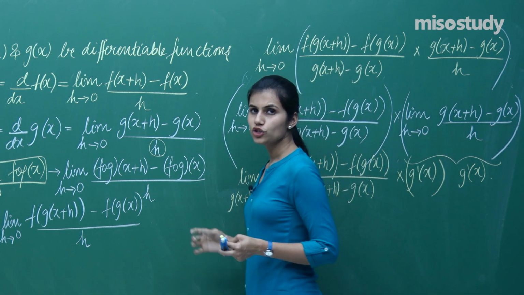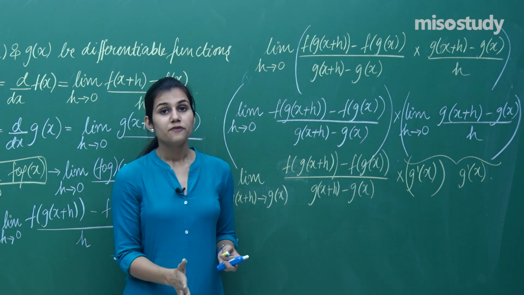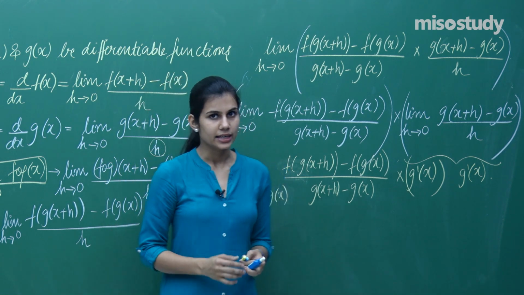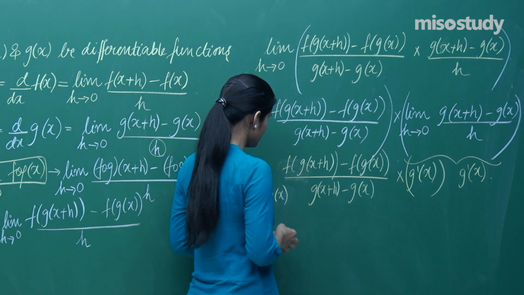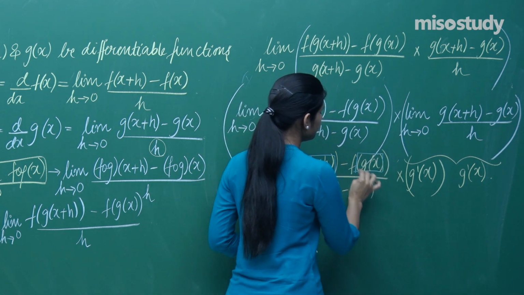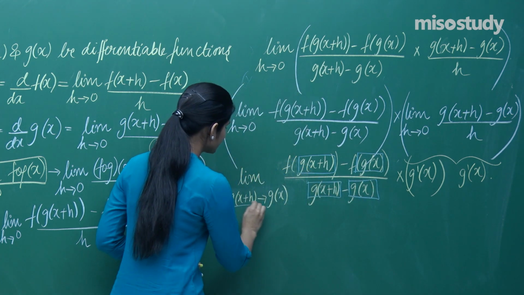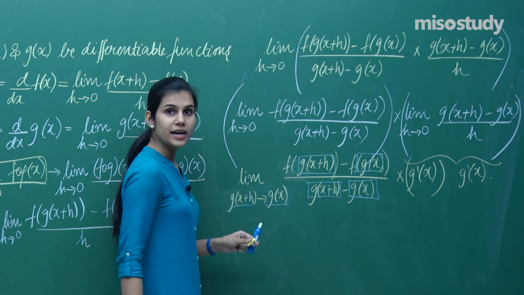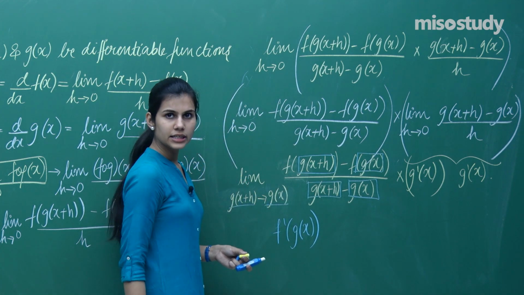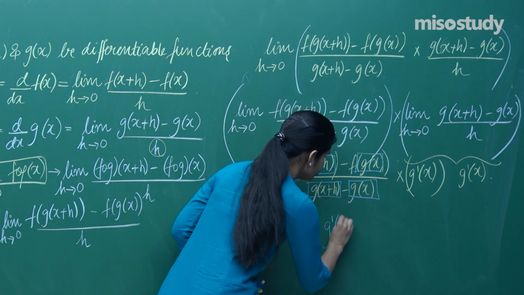Now, if you remember the definition of differentiability of a function at a point, f of x is said to be differentiable at x equals c if limit x tending to c, f of x minus f of c upon x minus c exists finitely. Let me say this is my variable, f of x minus f of c upon x minus c as x tends to c is f dash c. Isn't it? This is f dash c, which is my g of x, into g dash x.